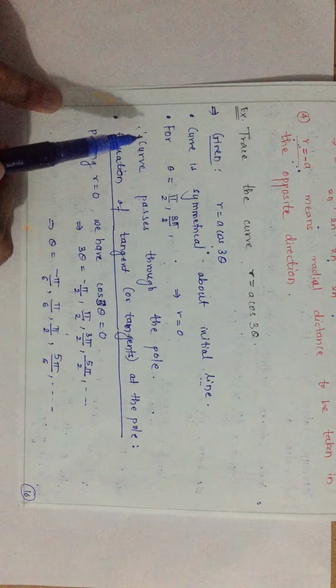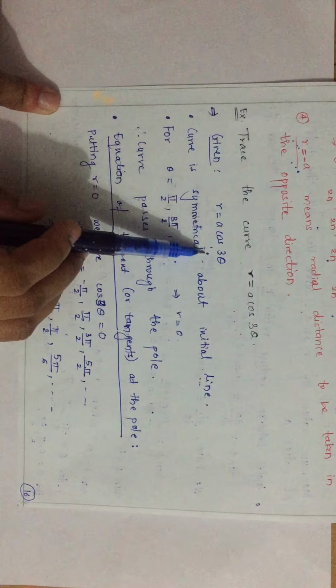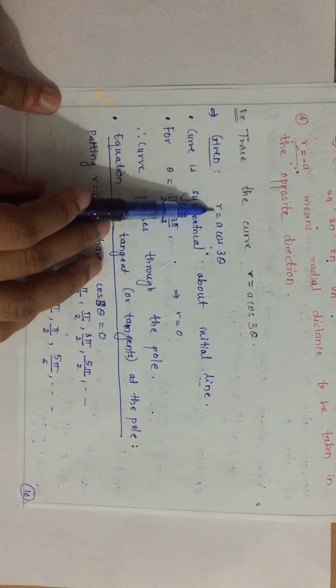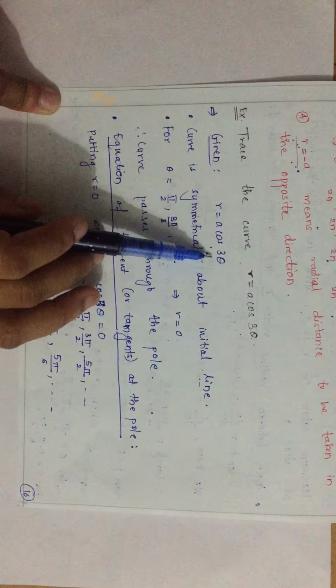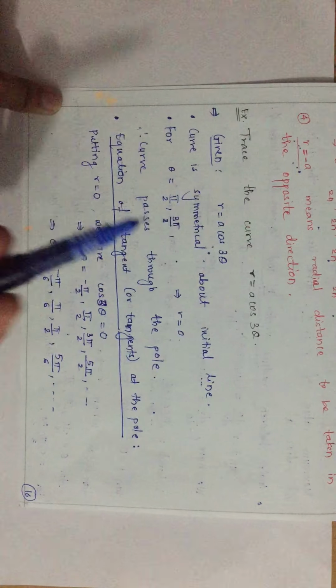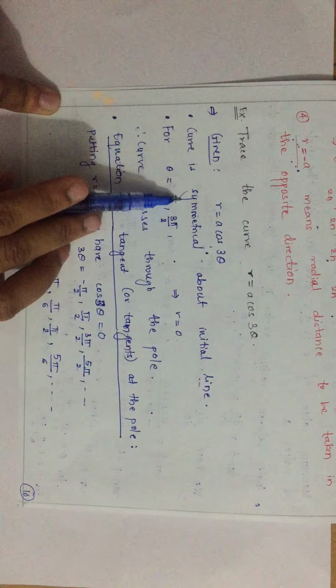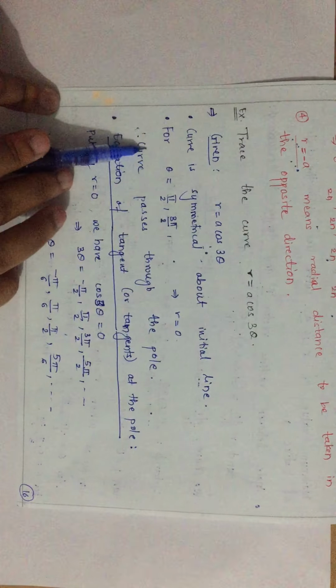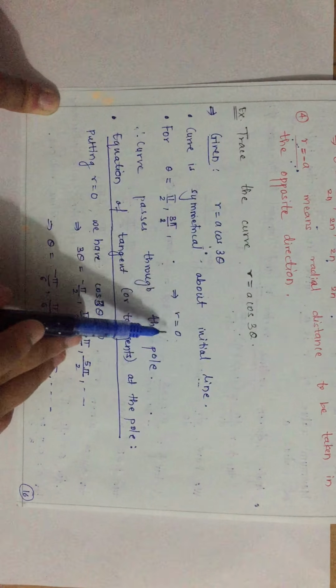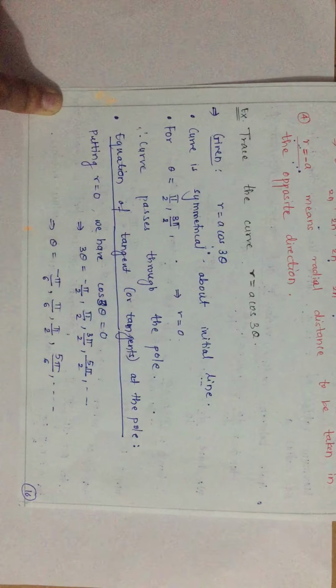If we substitute theta as pi by 2 or 3 pi by 2 in this equation, we observe that r becomes 0. If I substitute theta as pi by 2, it will be cos 3 pi by 2. Cos 3 pi by 2 is 0, and that means r becomes 0. So we obtain at least one value of theta for which r is 0, so we can state the curve passes through the pole.